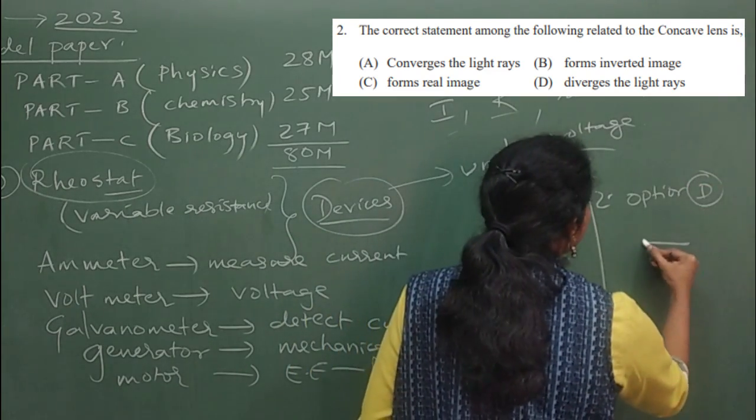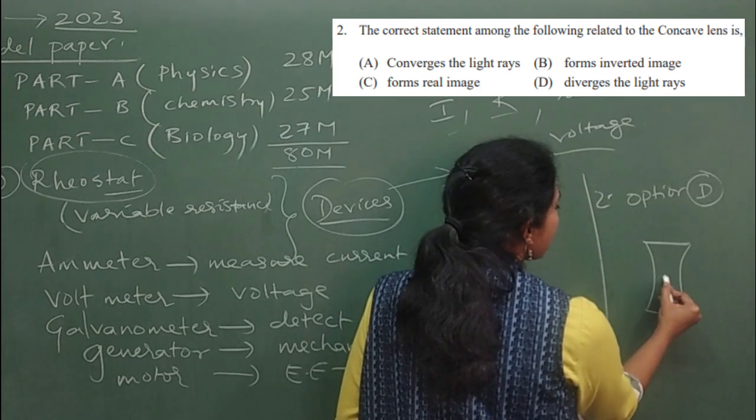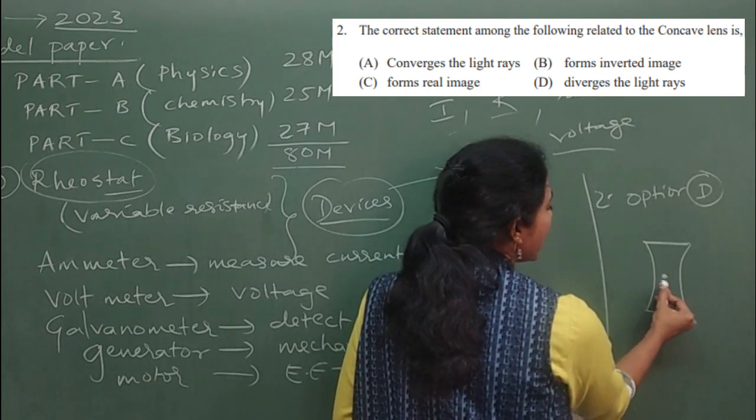So concave lens, this is our concave lens. The center of the lens is called the optic center, right?